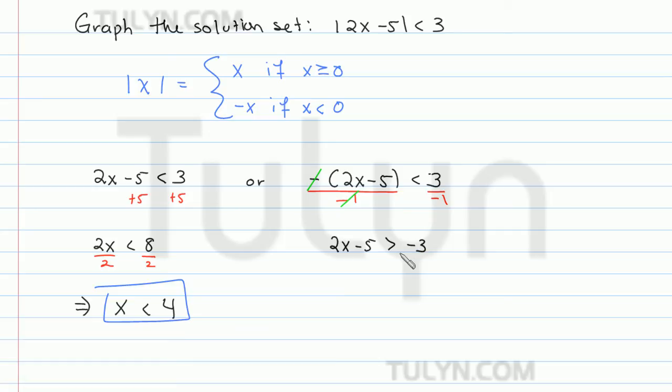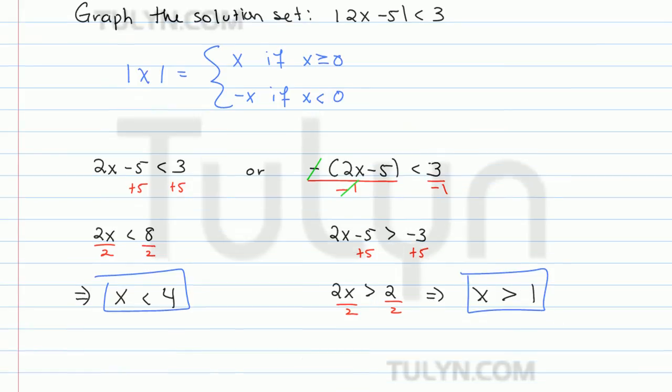So now, solving like usual, we want to add a 5 to each side. So we get 2x is greater than 2. And then finally, dividing by 2, this gives us that x is greater than 1.